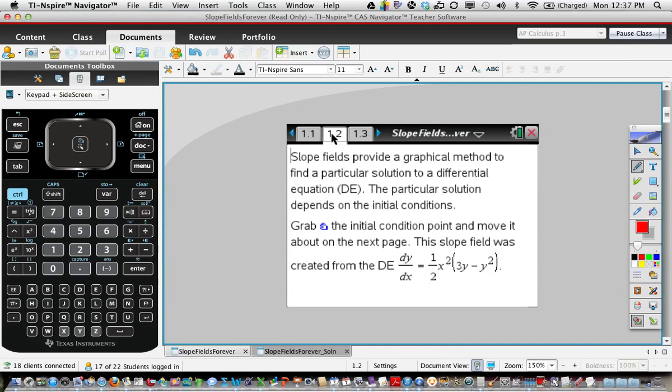We don't know how to solve this one, but it could be solved, possibly. Okay. So we don't know what the solution is. So that's where slope fields come in.